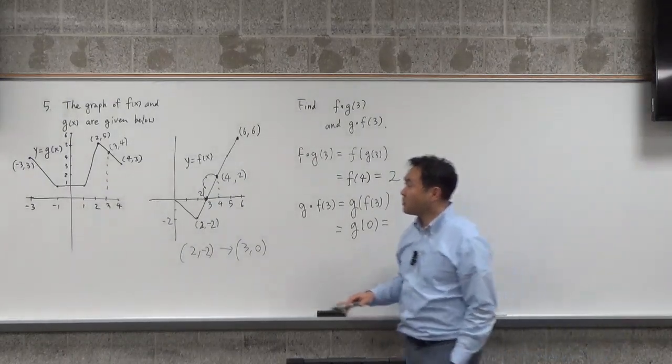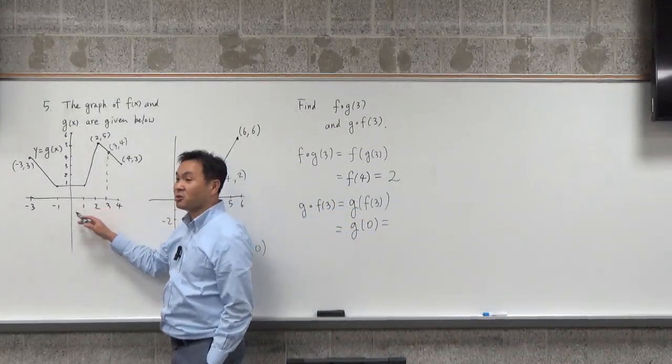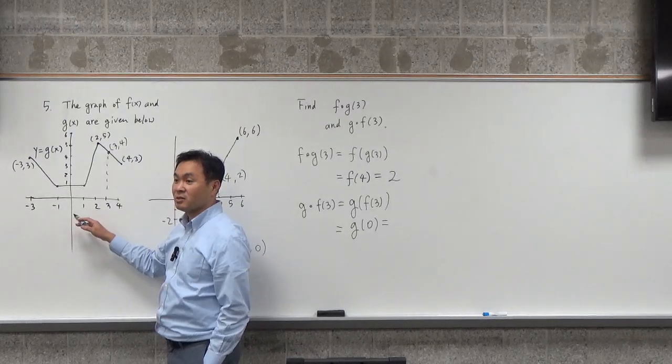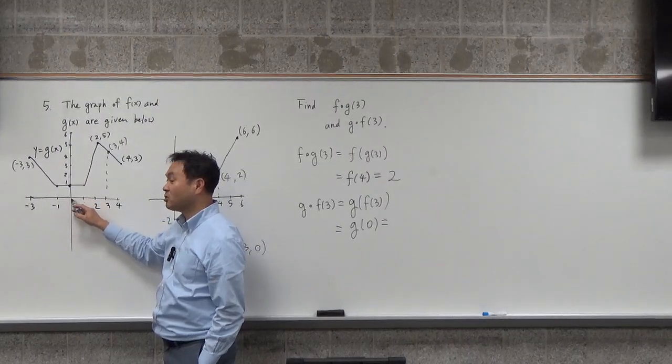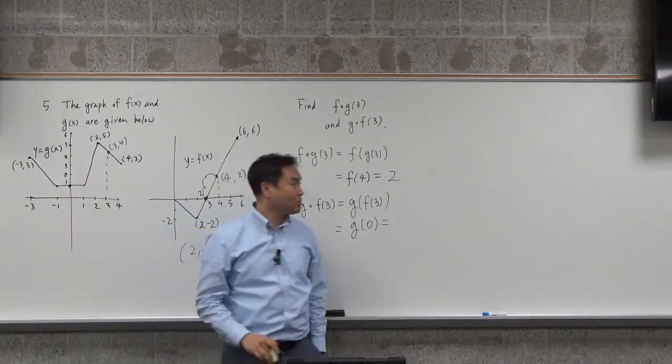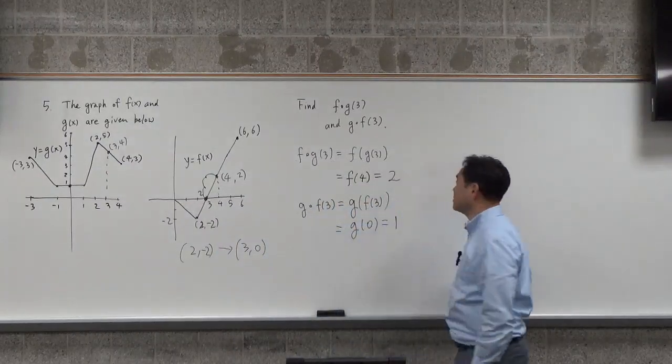Look at the graph of G. G of 0 is 1. Yeah, it's 1. Right? At 0, this is the point (0, 1). So G of 0 is 1.